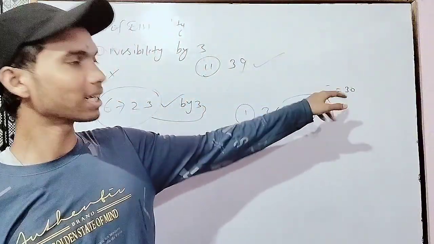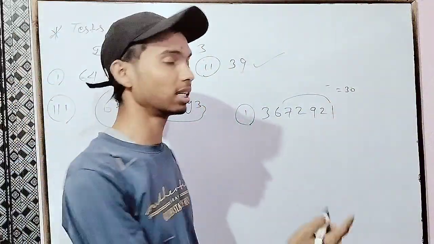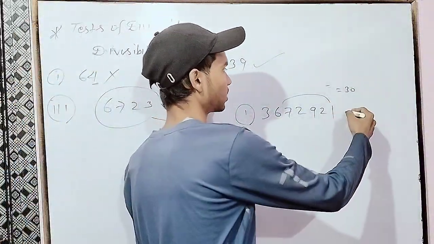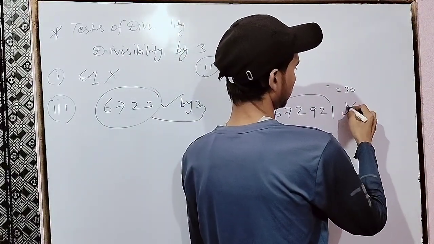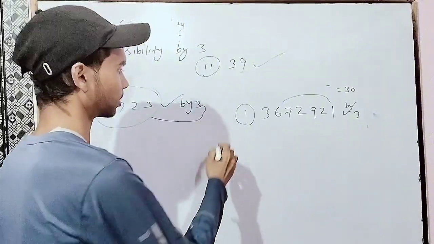So 30 comes in the table of 3, 3 times 10 is 30. That's why this is divisible by 3. It is divisible by 3. Even we can check how.